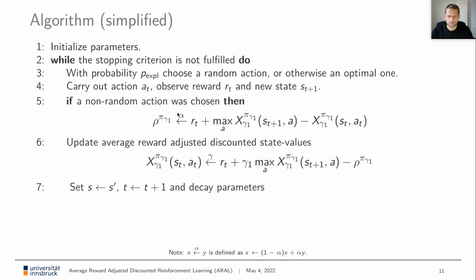Note that we have a learning rate alpha here and use exponential smoothing to learn this value, just as in Q-learning again. Then in step 6 we update the state values, where we again have exponential smoothing and almost the same formula as in Q-learning, so the reward plus the discount factor times the best value of the future state, but additionally we subtract the average reward, and then we go to the next step.